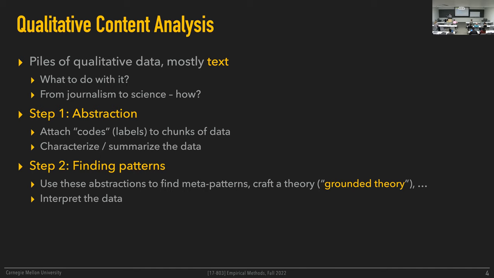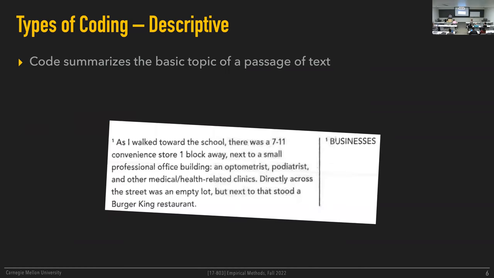Maybe your goal is actually to build or craft some theory from all of these observations. It need not be, but it could be. But in any case, you need to do some sort of interpretation and synthesis of all of this data, because otherwise it's probably not very interesting if all you do is simply enumerate all of the instances of the codes you found. So this is the harder step, the aggregation, pattern, theme finding step. Okay, but let me start with coding.